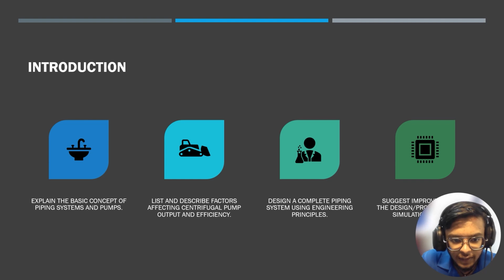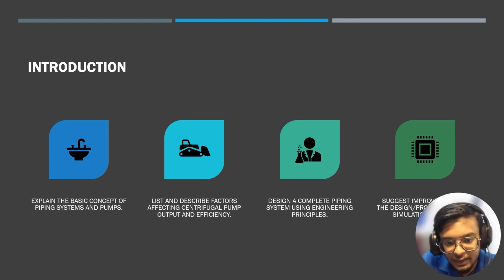Firstly, explain the basic concept of piping system and pumps. To calculate the pipe diameter, we use the continuity equation, balancing velocity and system capacity. We set a velocity limit of 3 meters per second and a flow rate of 5 cubic meters per minute, resulting in a diameter of approximately 0.188 meters for efficient flow.